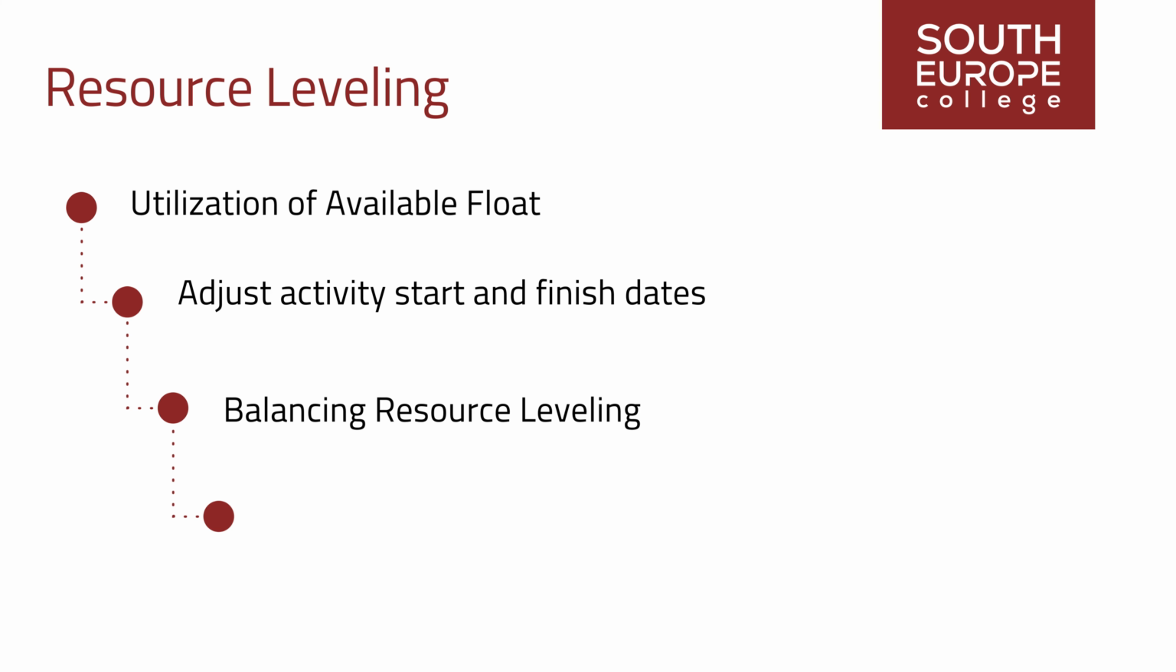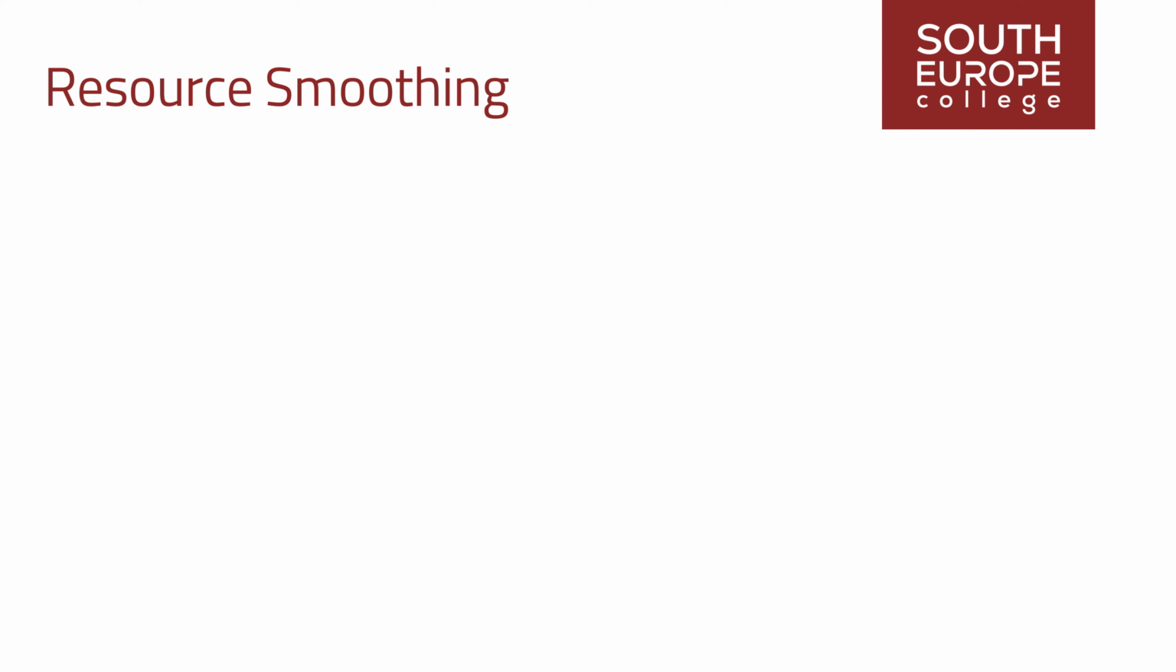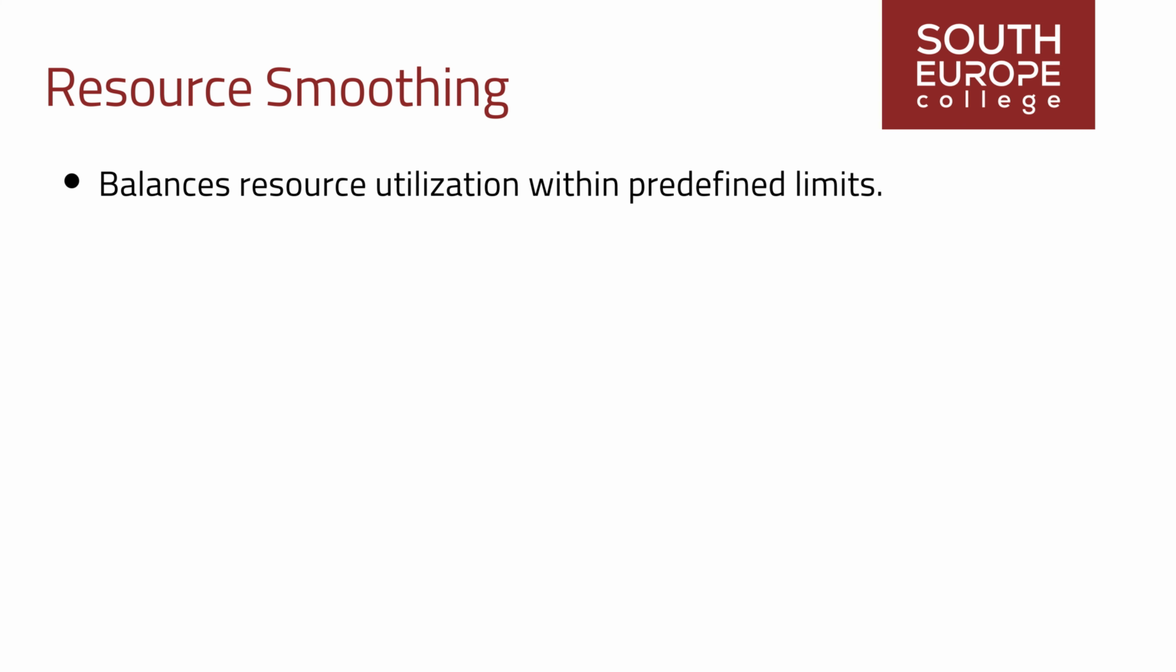Effective resource leveling requires close collaboration between project teams, stakeholders, and resource managers to optimize resource allocation and mitigate risks associated with resource constraints. Resource smoothing is a project management technique that balances resource utilization within predefined limits without altering the project's critical path or delaying its completion date.